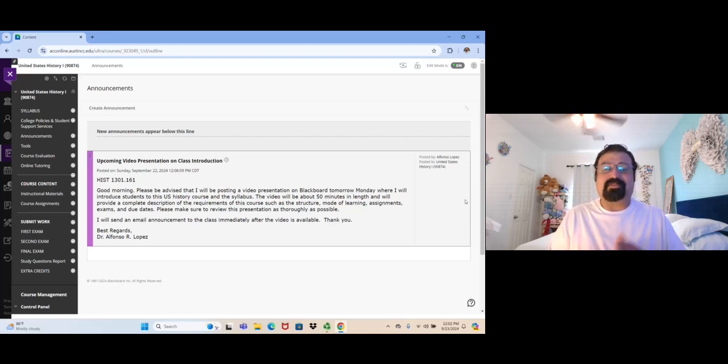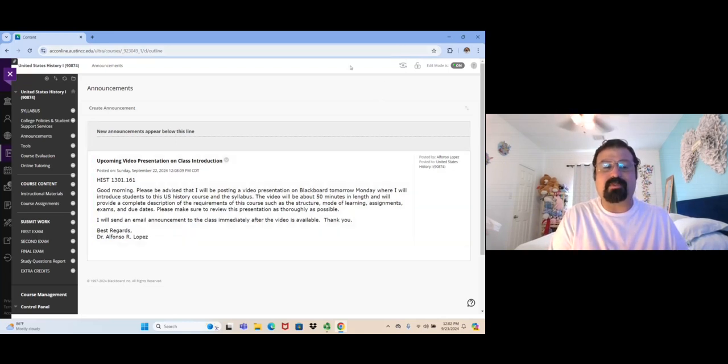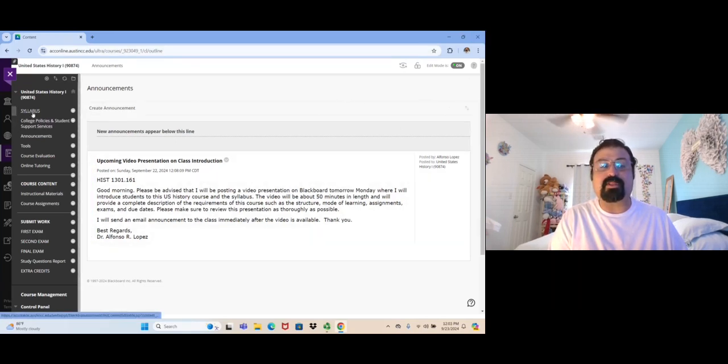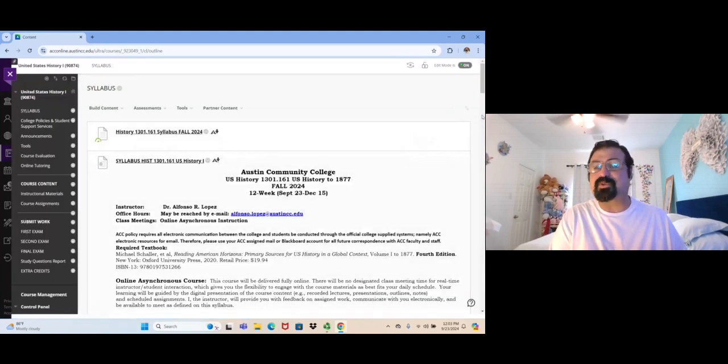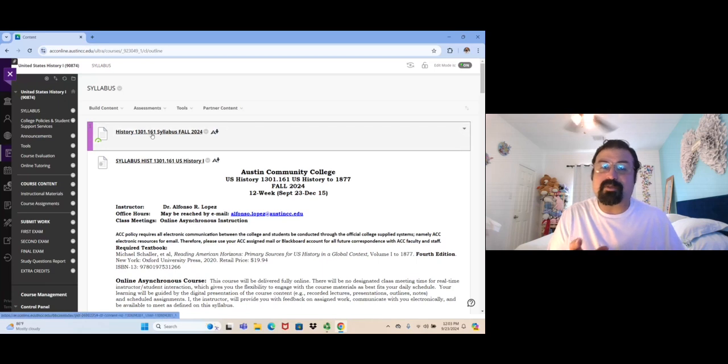If you look at the left-hand column in Blackboard, there's a series of links. Those are the most important links for this course. They're presented there. So at the very top, it says syllabus. When you click on it, it takes you to the syllabus page. Now you can download the file if you want to keep it handy in your computer and so on. That's fine.